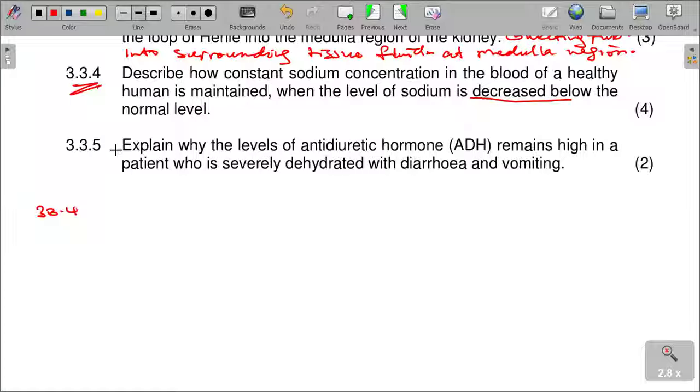That is what happens with question number 4. And then question 5, explain why the level of antidiuretic hormone remains high in a patient who is severely dehydrated with diarrhea and vomiting. One thing that we need to understand is that diarrhea and vomiting actually lead to excess loss of water and salt.